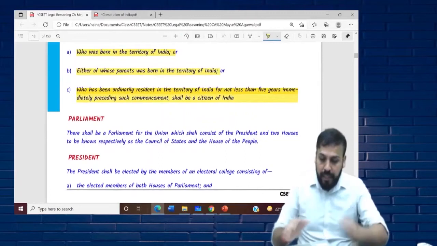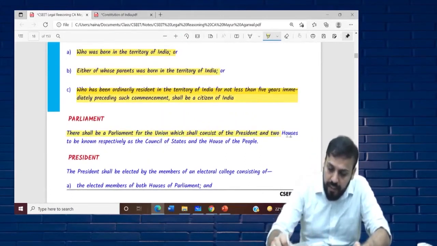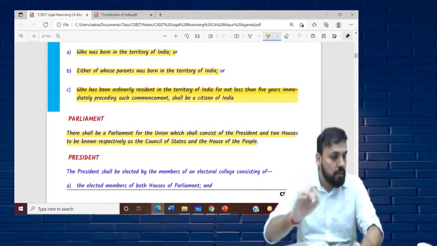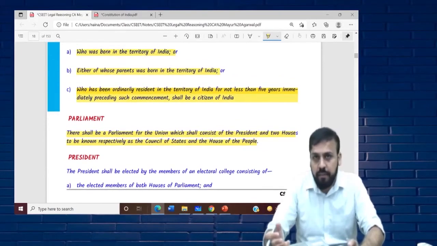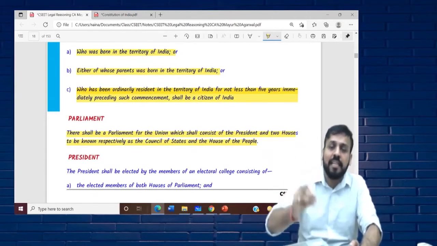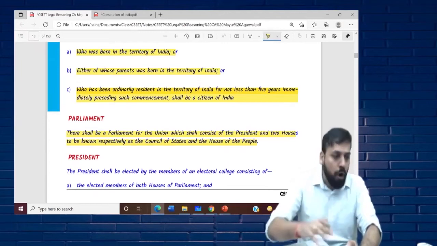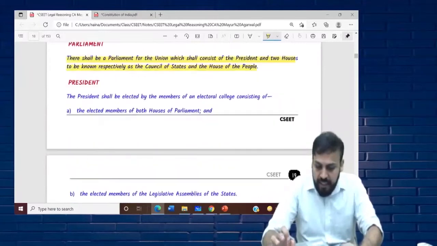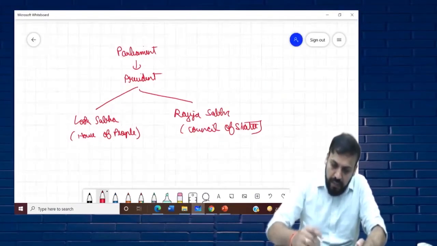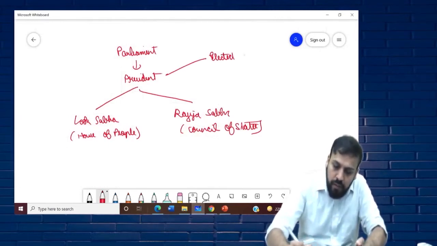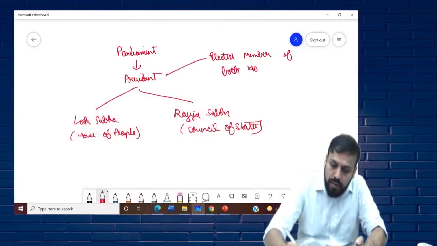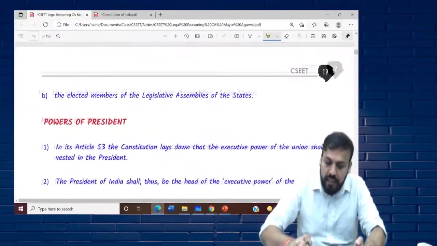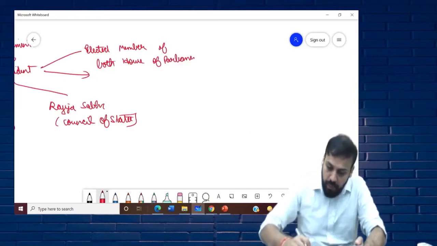See, first thing, Parliament. There shall be a Parliament for the Union which consists of the President and two houses, that is the Council of States and the House of People. Council of States is Rajya Sabha, House of People is Lok Sabha. Who elects the President? All the elected members of Lok Sabha and Rajya Sabha, and the elected members of the state legislative assemblies, all together vote and appoint one President.